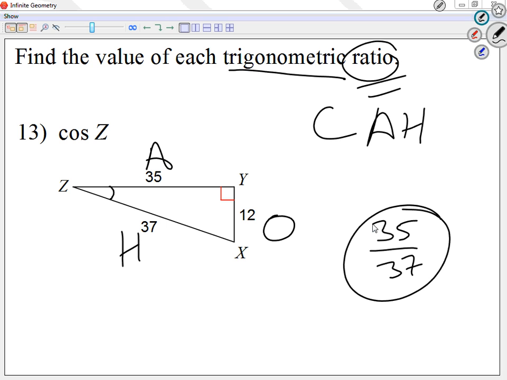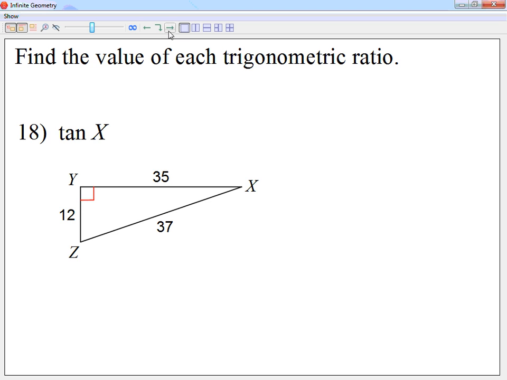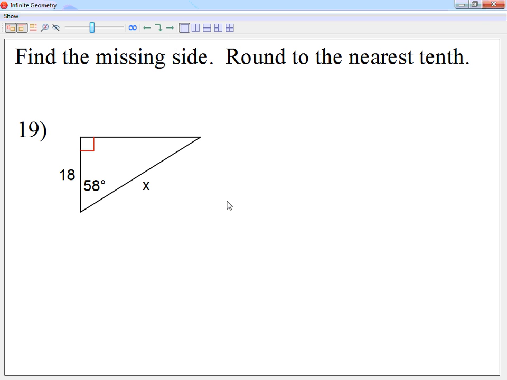There's 4 of these on the test. Any questions on the ratios? Then, starting at number 19, find the missing side, round to the nearest tenth.